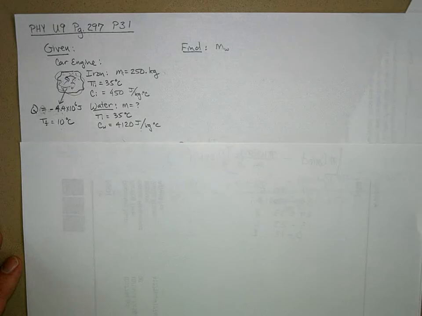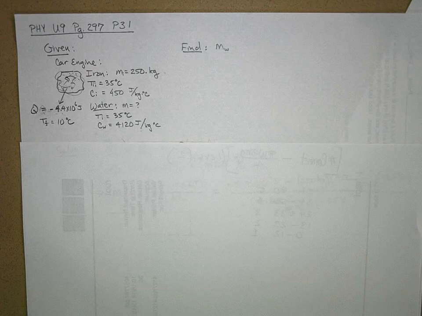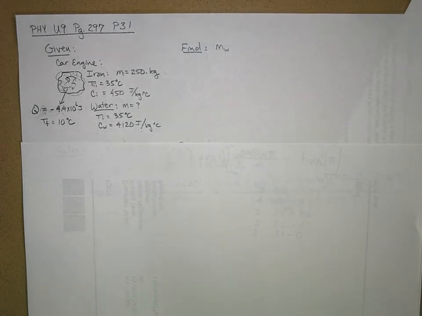Let's do problem 31 on page 297. I'll read the problem. A 250 kilogram cast iron car engine contains water as a coolant. Suppose the engine's temperature is 35 degrees Celsius when it is shut off. The air temperature is 10 degrees Celsius. The heat given off by the engine and the water in it as they cool to air temperature is 4.4 times 10 to the 6 joules. What mass of water is used to cool the engine?